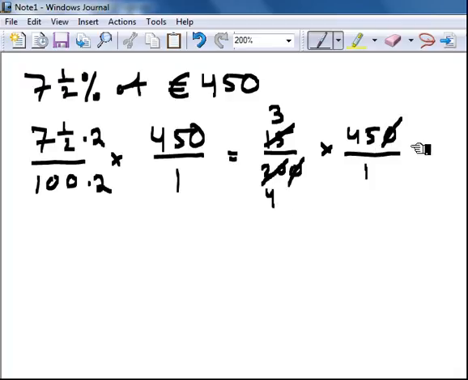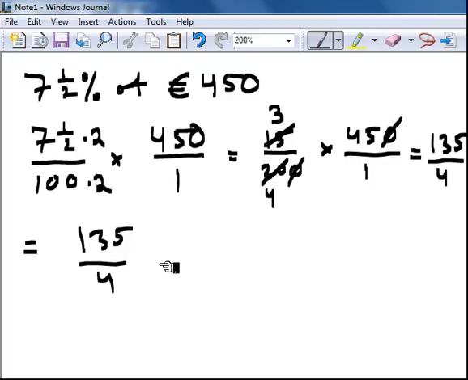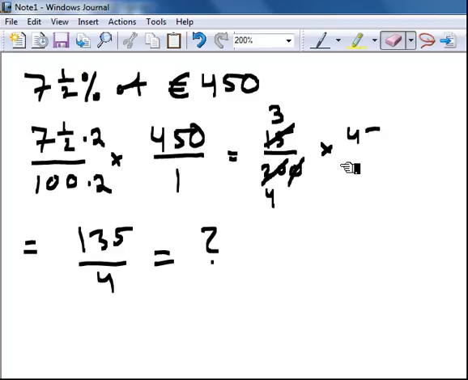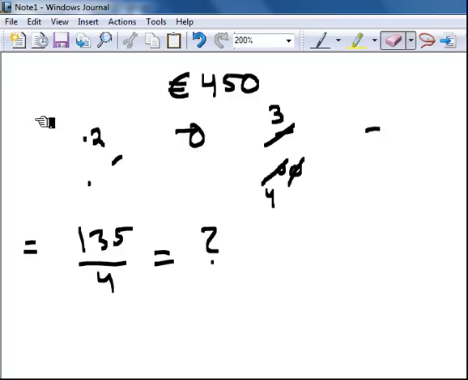3 times 45 is 135. Down here 4 times 1 is 4. Let's continue on the next row. Now 135 over 4. This is not going to be an even number, so if we can't do this just by in our head, let's do it the other way. 135 over 4.